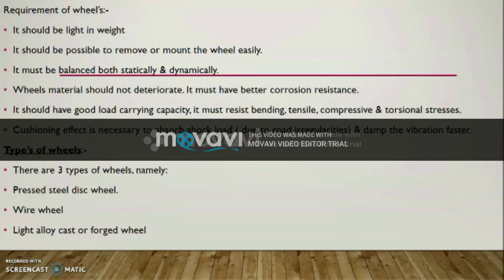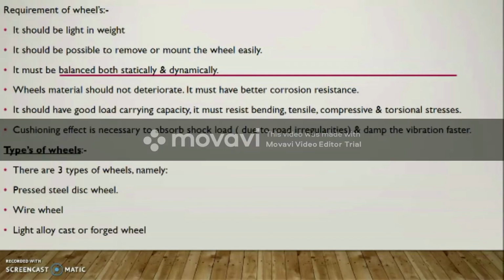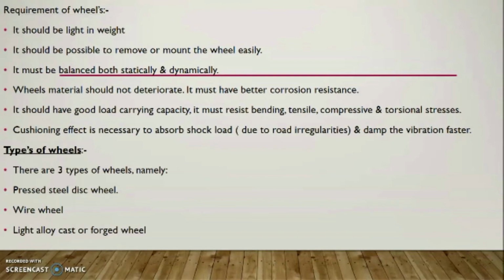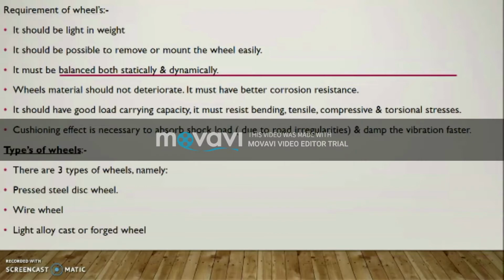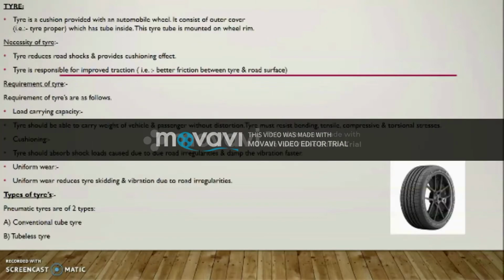Cushioning effect is necessary to absorb shock load due to road irregularity and damp the vibration faster. So we have types of wheel. First we have the pressed steel disc wheel, wire wheel, and light alloy cast and forged wheel.